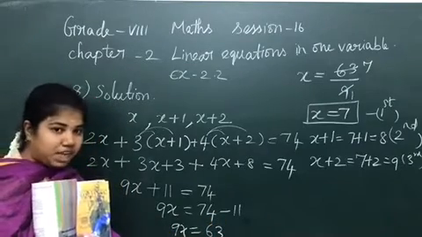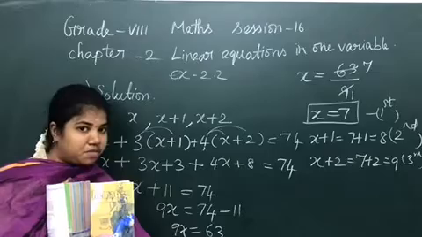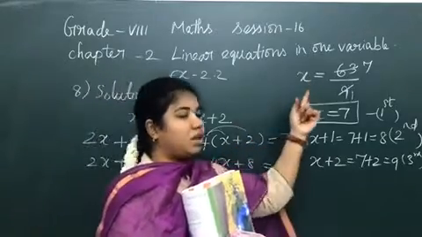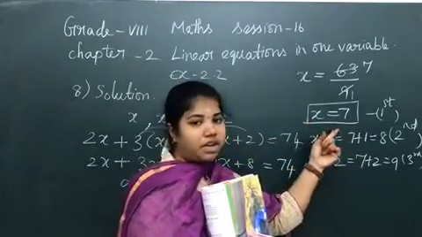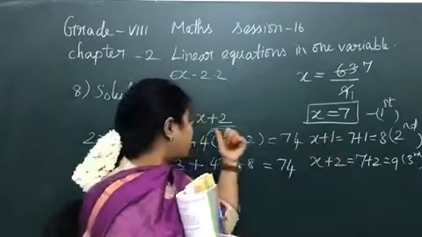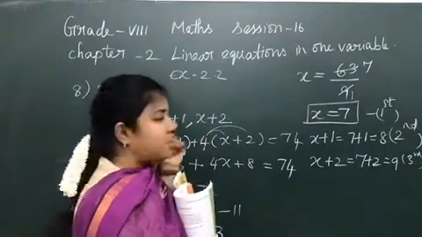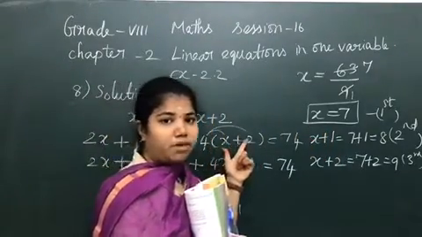9x is in multiplication here, and it goes to the right hand side, it becomes division. So x is equal to 63 by 9. So x is equal to 7. This is not my final answer. I have to go to x, x plus 1, x plus 2 to arrive at my final answer.